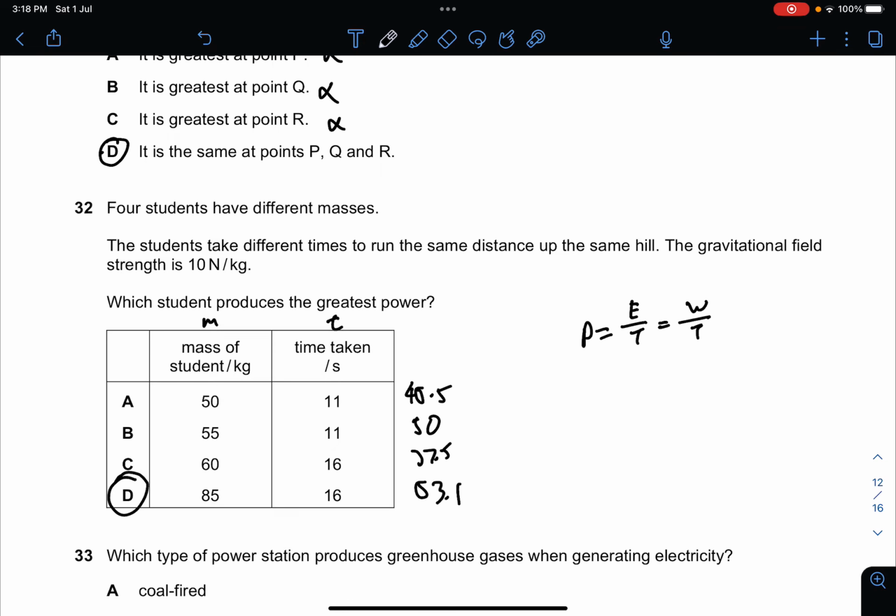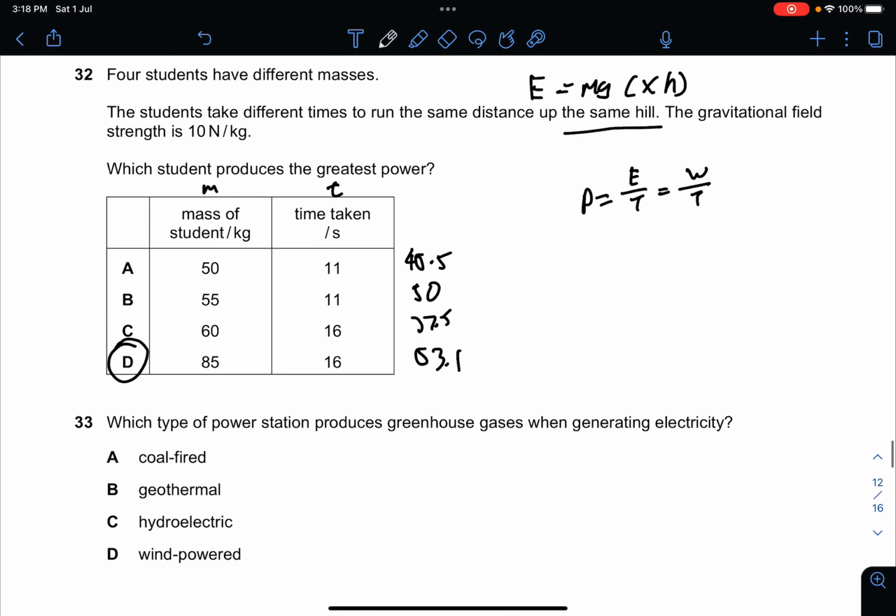Okay, greatest power. Even though they never give you the same distance up the same hill, just use mg only. No need to use the height, because they never give you the height, but we know that m and g can be equal to energy.